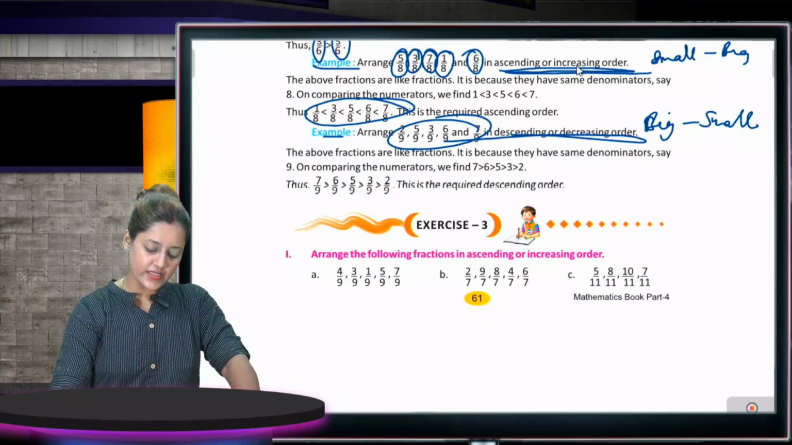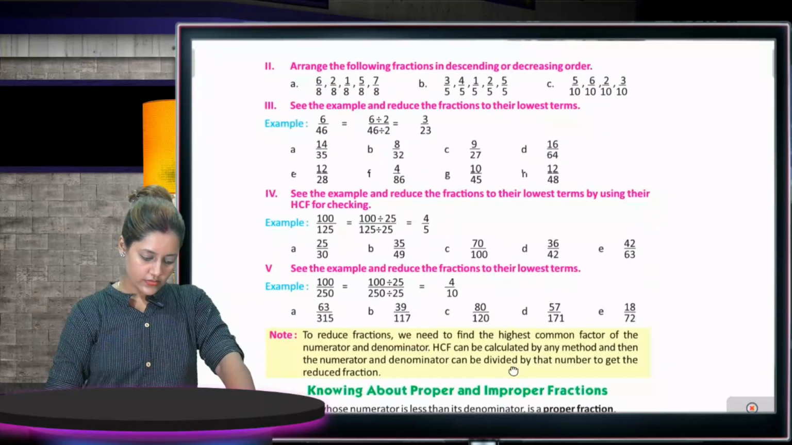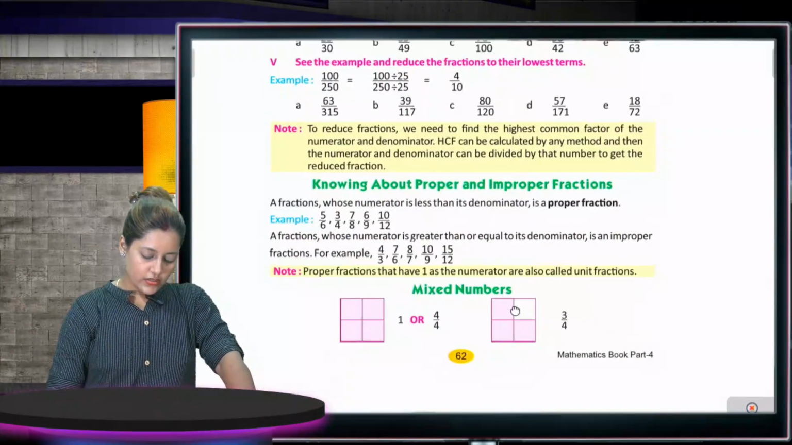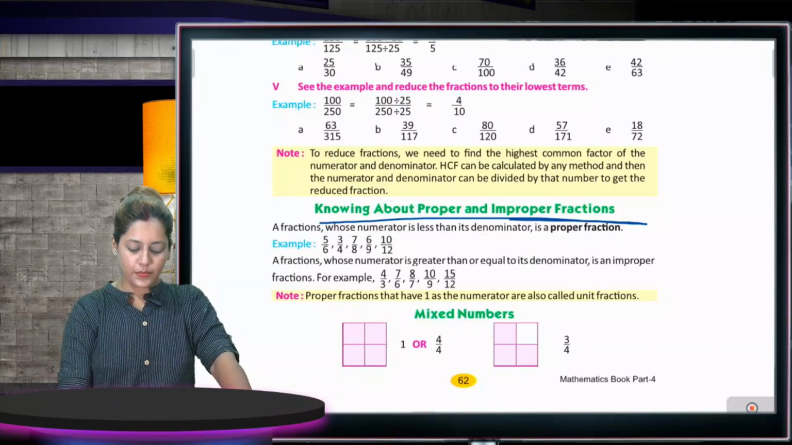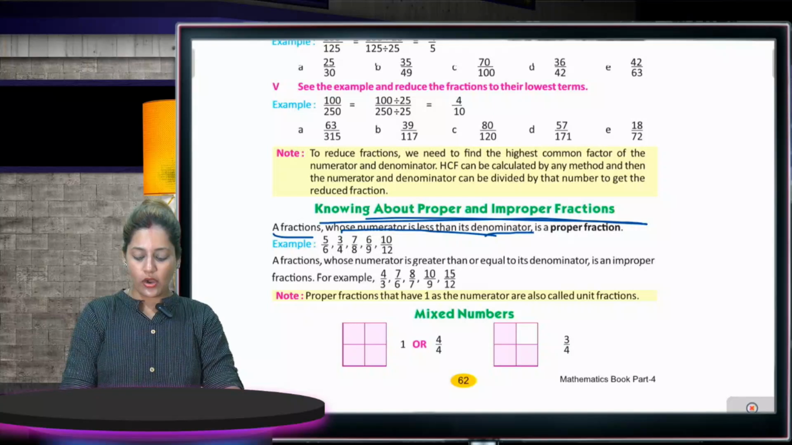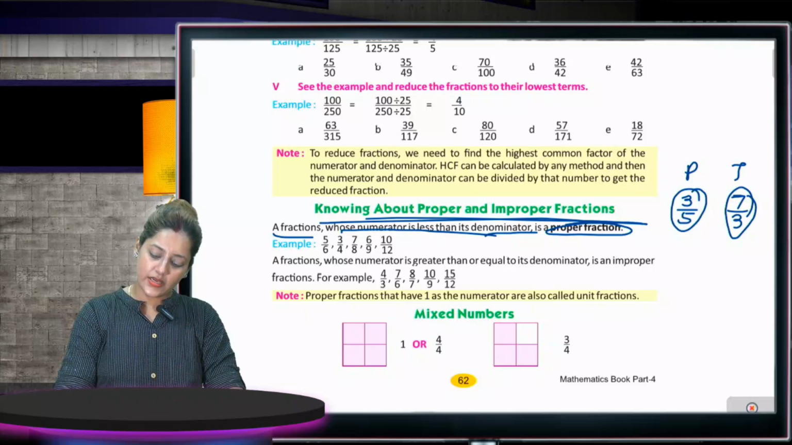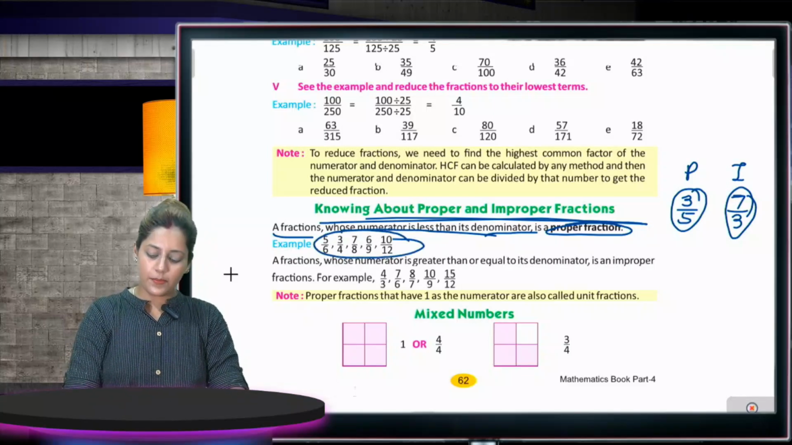Next is your exercise 3. Knowing about proper and improper fractions. A fraction whose numerator is less than the denominator is a proper fraction. It means 3 by 5 is a proper fraction and 7 by 3 is an improper fraction. This is a proper, this is an improper fraction. These are the proper fractions.